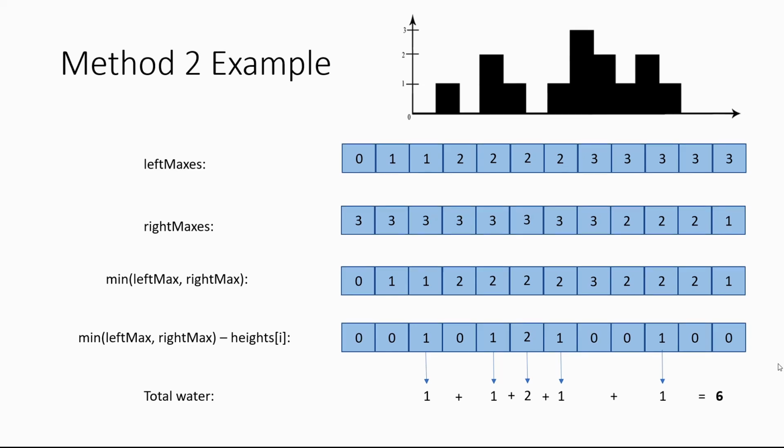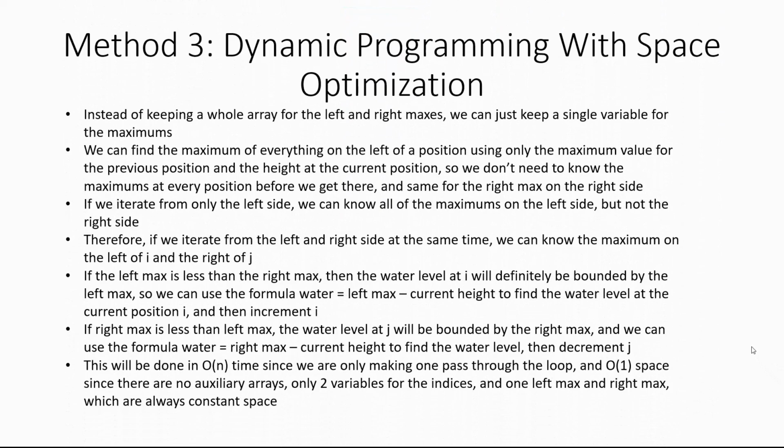We can still improve on this with our third and final method that I will show to you today, which is dynamic programming with space optimization. The intuition is that instead of keeping a whole array for the left and right maxes, we can calculate the left and right maxes while calculating the water level at the same time. This is done by keeping two pointers, i and j, i going from the left to the right side, and j starting from the right side and going down to the left side.